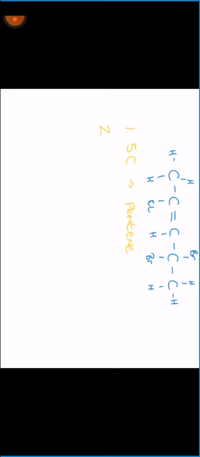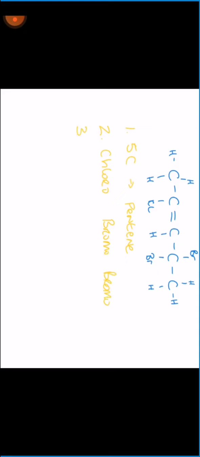Step 2 is to identify any substituents. So I can see straight away I have a chlorine substituent, so that will be chloro. I have then 2 bromo substituents, so it will be dibromo.